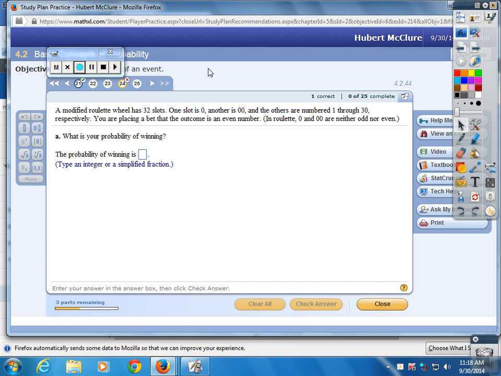A modified roulette wheel has 32 slots. One slot is 0 and the other is 00. The others are numbered 1 through 30. You are placing a bet that the outcome is an even number. So your success is an even number. Your failure is not an even number. Figure out that, figure out the odds against winning, and then we'll give you a dollar amount, and then you figure out what your payoff is.